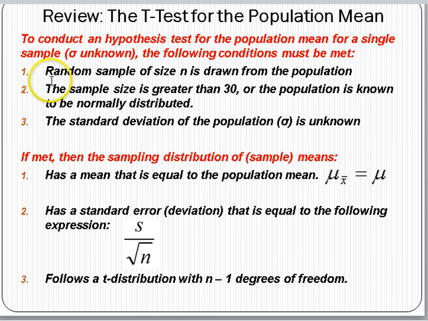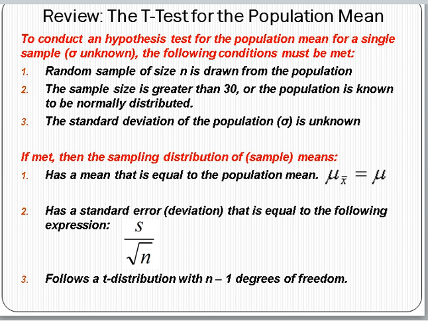You must have a random sample of size n drawn from a population. The sample size must be greater than 30, or the population is known to be normally distributed. Remember, we can check that by examining the histogram of sample results. And the standard deviation of the population is unknown.